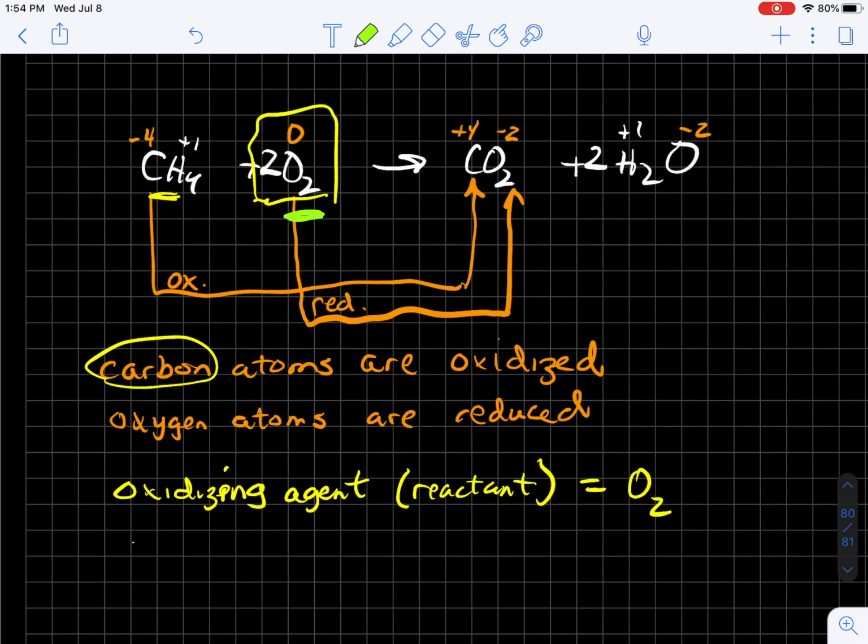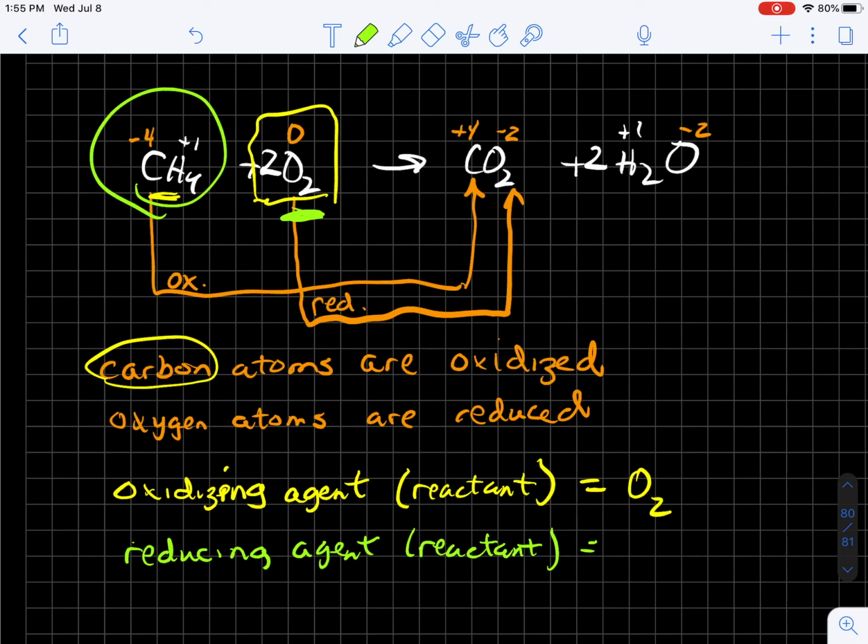In the same sense, what's the reducing agent? Okay, glad you asked. Well, oxygen atoms are getting reduced, so the chemical we add to it is causing the reduction. So we would say our reducing agent, again, we're looking at a reactant. When we say agent, another name for reactant is methane. So individual atoms get oxidized or reduced, but it's the reagents that cause the oxidation and reduction.